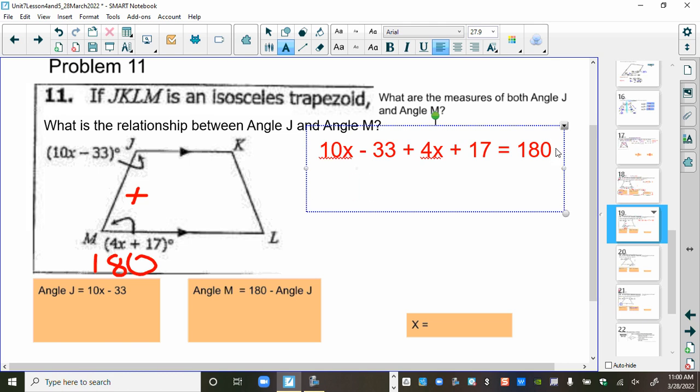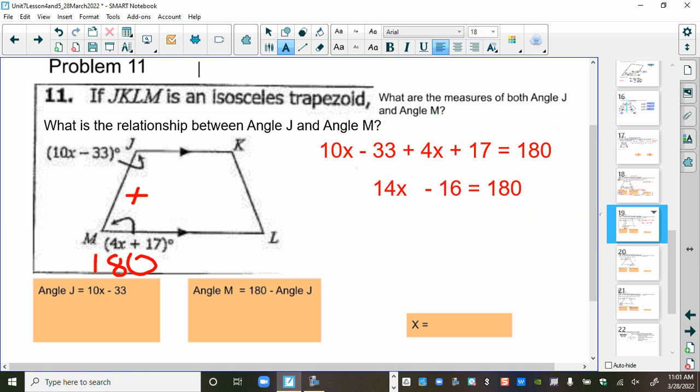So then real quick, what's 10x and 4x give us, how many total x's? And then negative 33, positive 17. Combine those two terms, we get, oh, watch your signs, minus 16. Okay, so problem 11, that's all I'm going to tell you to write down, but you got to get the rest. So, try on your own.